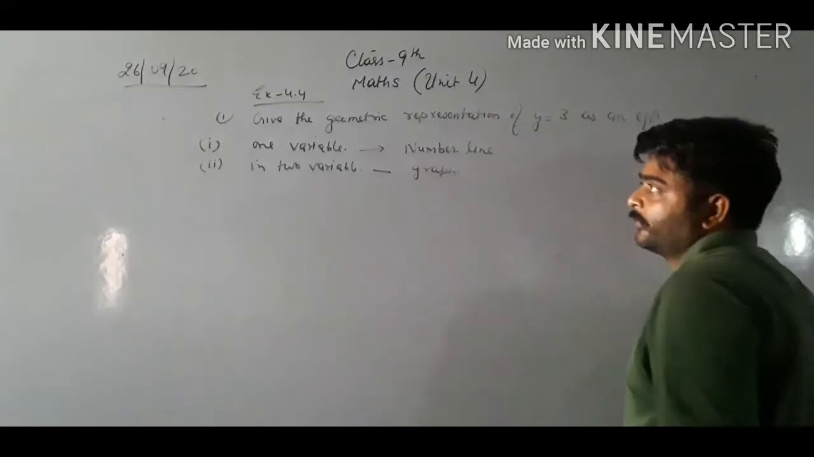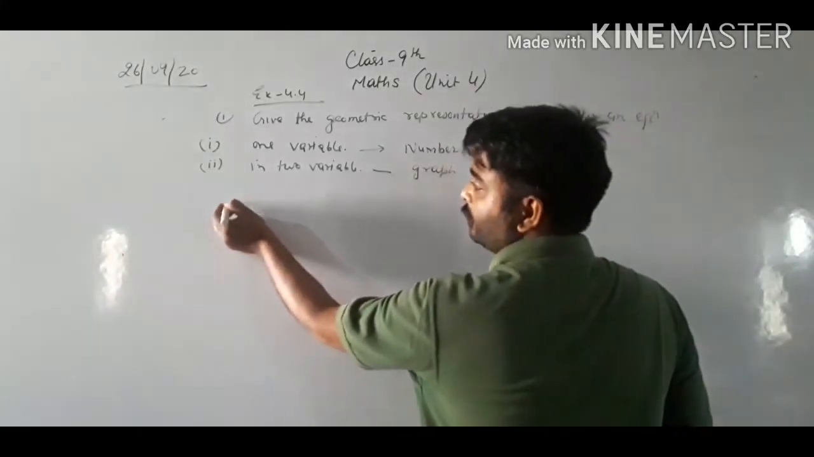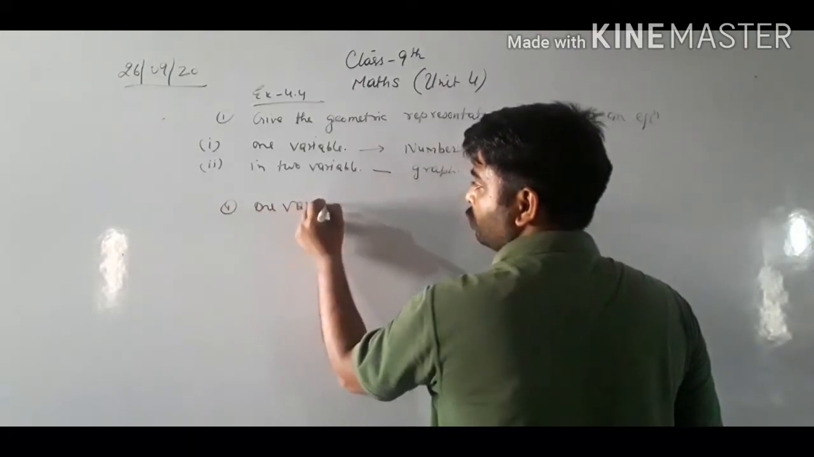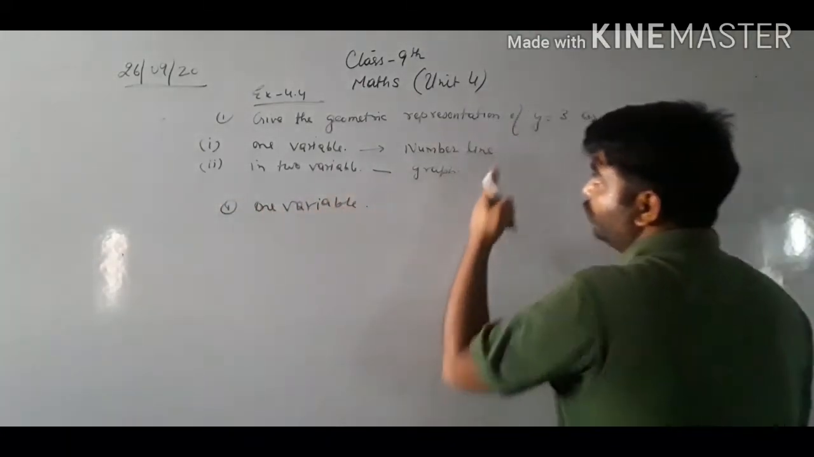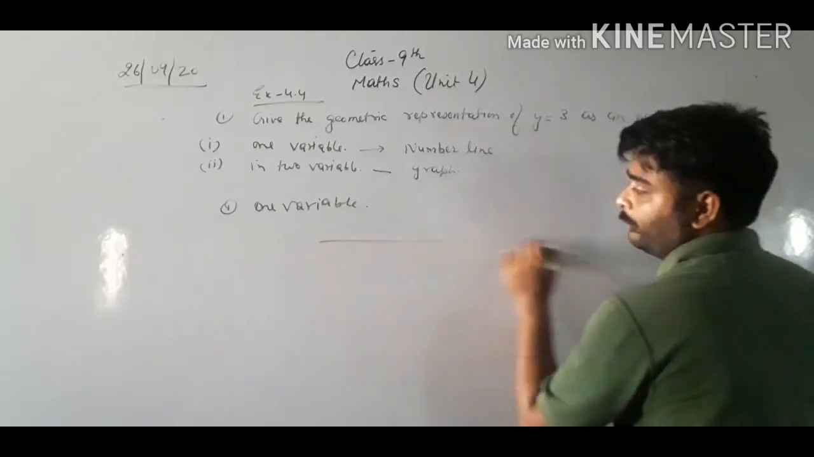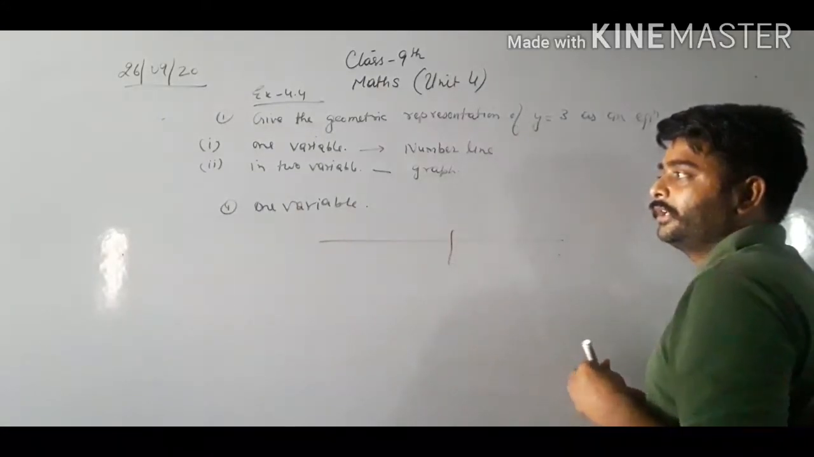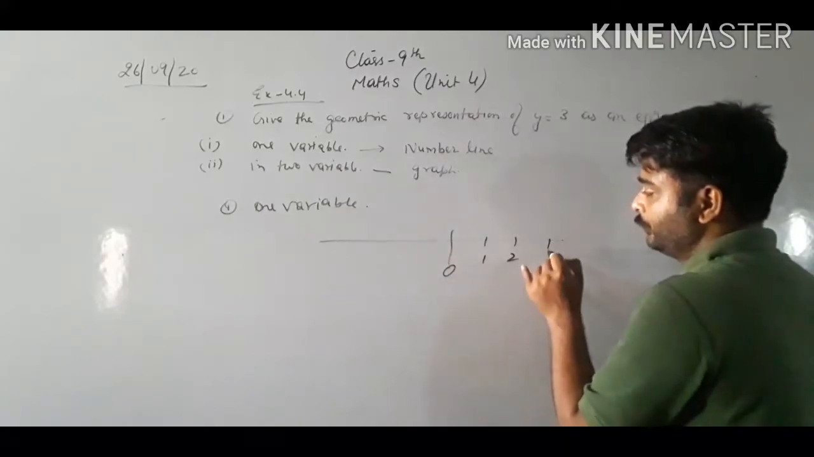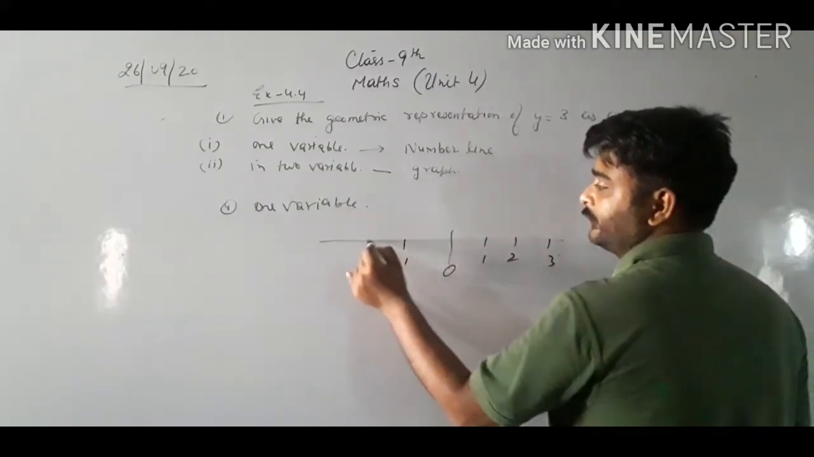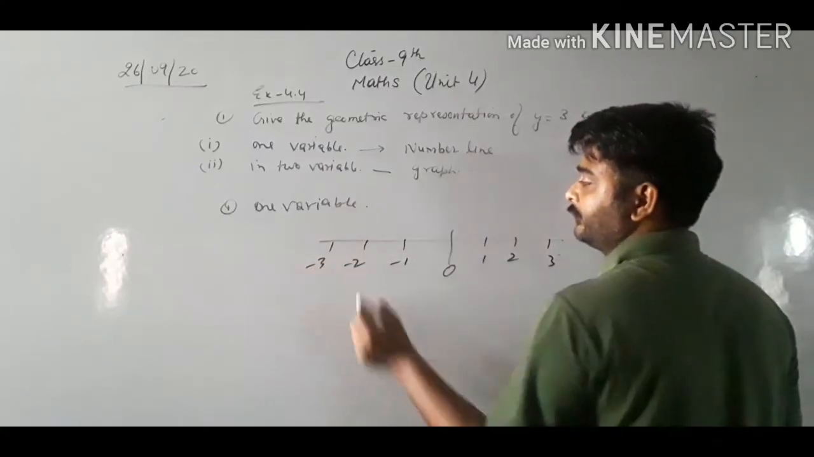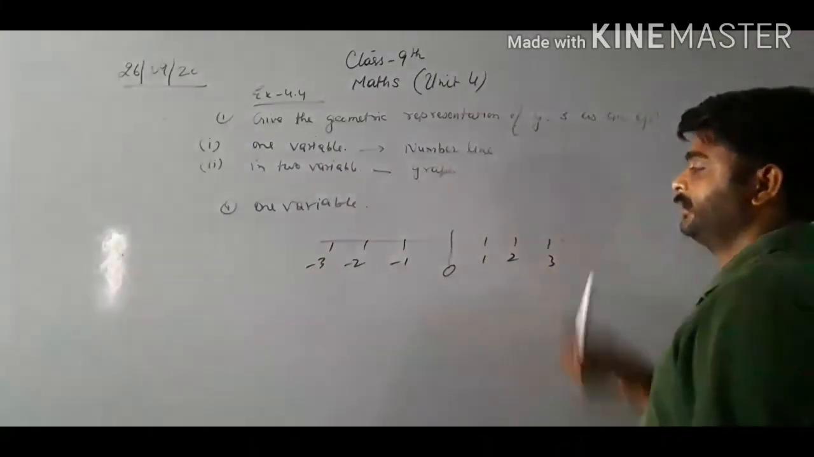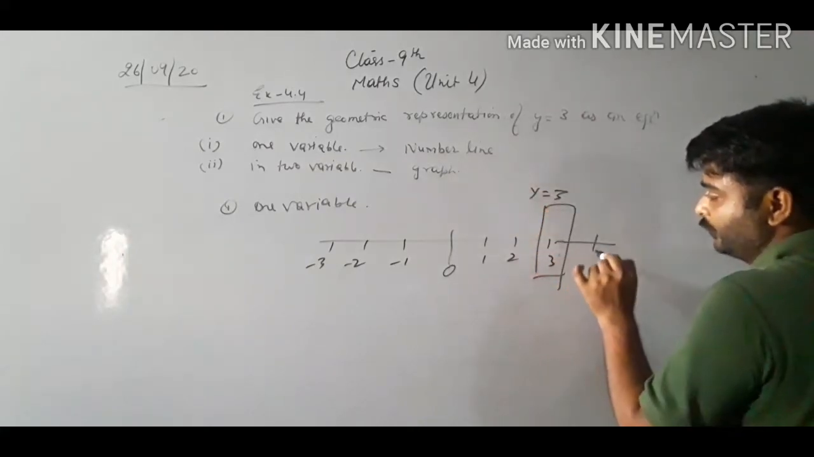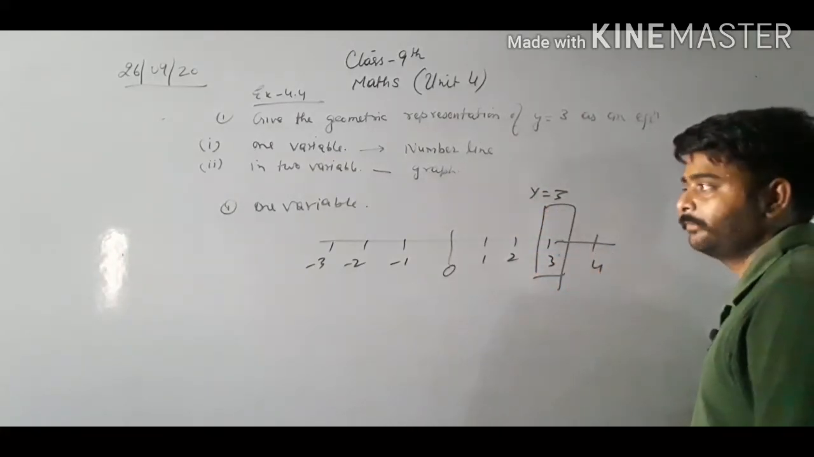So for one variable, what is y equals to 3? Draw a number line. This is 0, 1, 2, 3, minus 1, minus 2, minus 3. So what is y? Y is 3. So we will write y equals to 3. Okay, it's a number line.